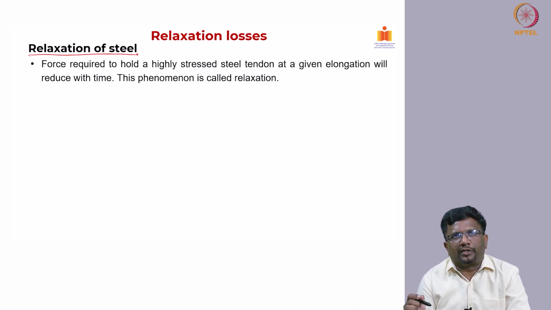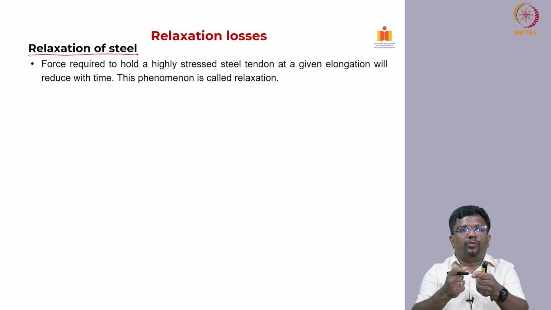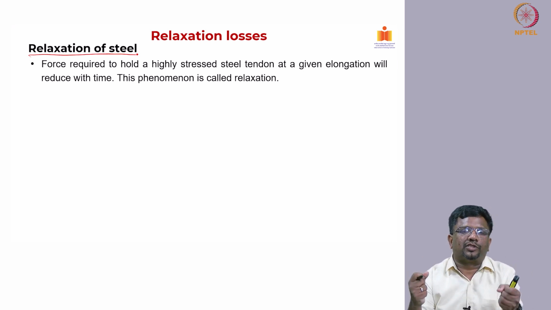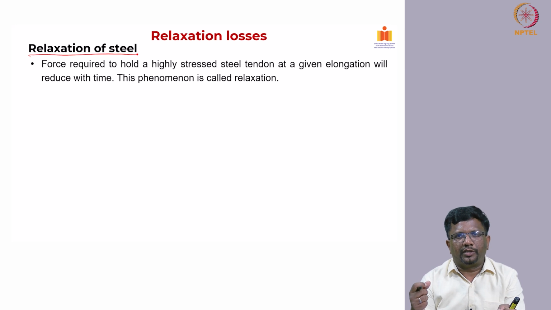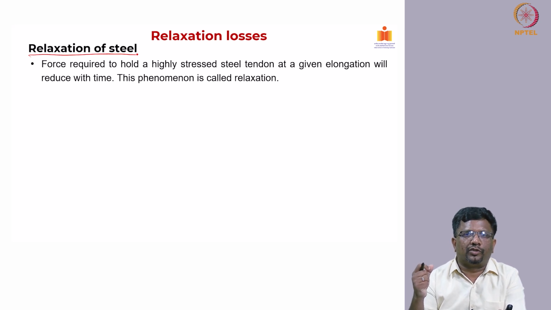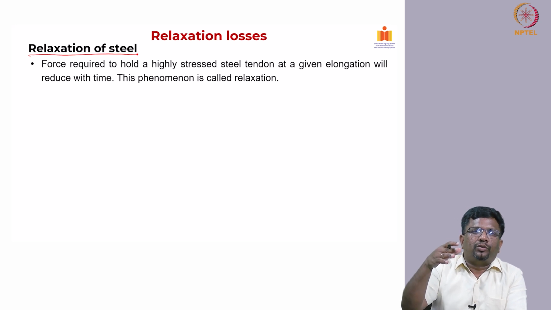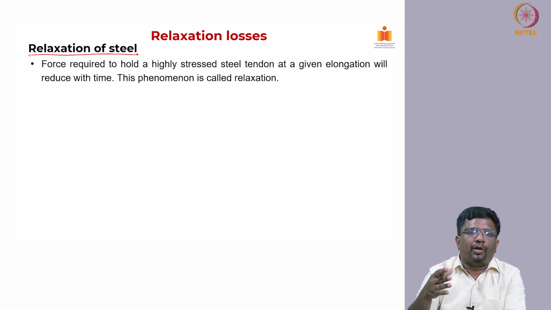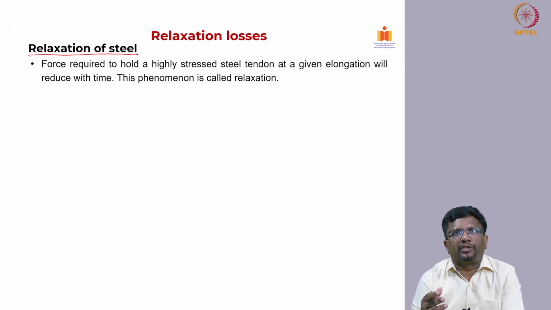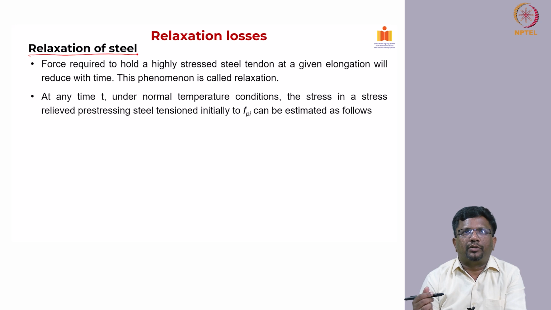Relaxation of steel is a phenomenon. It is again like the creep that happens in concrete. What we do in pre-stressing is apply a constant stretching to the tendon or a strand. So the strain remains constant, but the stress required to produce this constant strain need not be the same. In fact, the stress required to keep the strain constant will keep coming down over a period of time. This phenomenon is called relaxation. Okay, and this has to be taken into account.